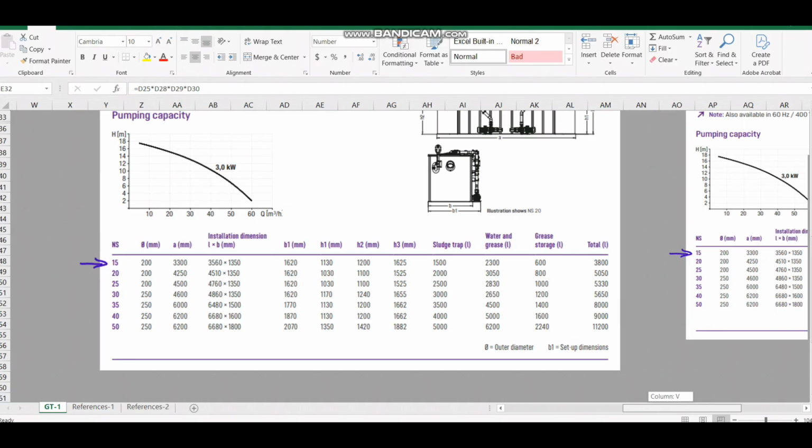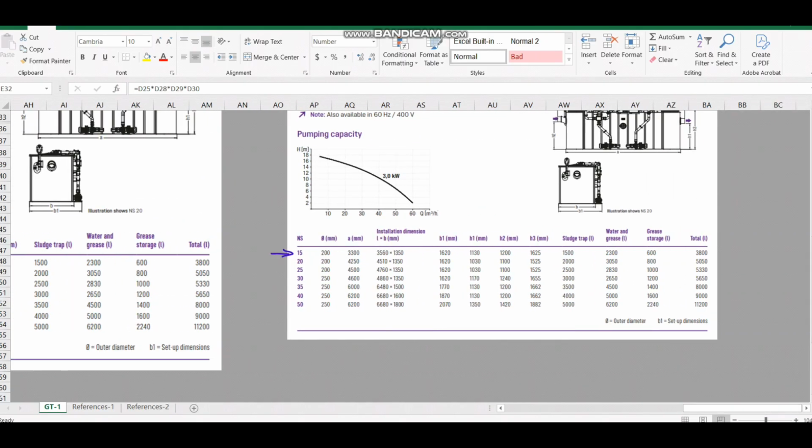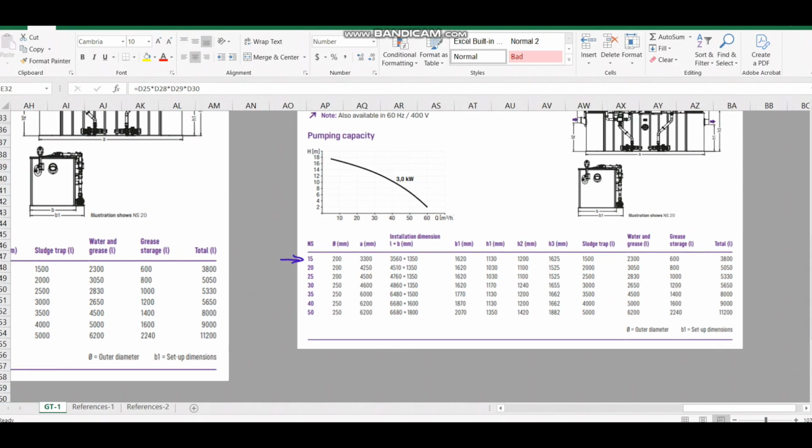On the higher side you can see they also have 15 liters per second, 20, 25. In our case it is now 23.31, so I am going to select the NS25 grease interceptor. So this is the size I need to consider when we go for the grease interceptor sizing.